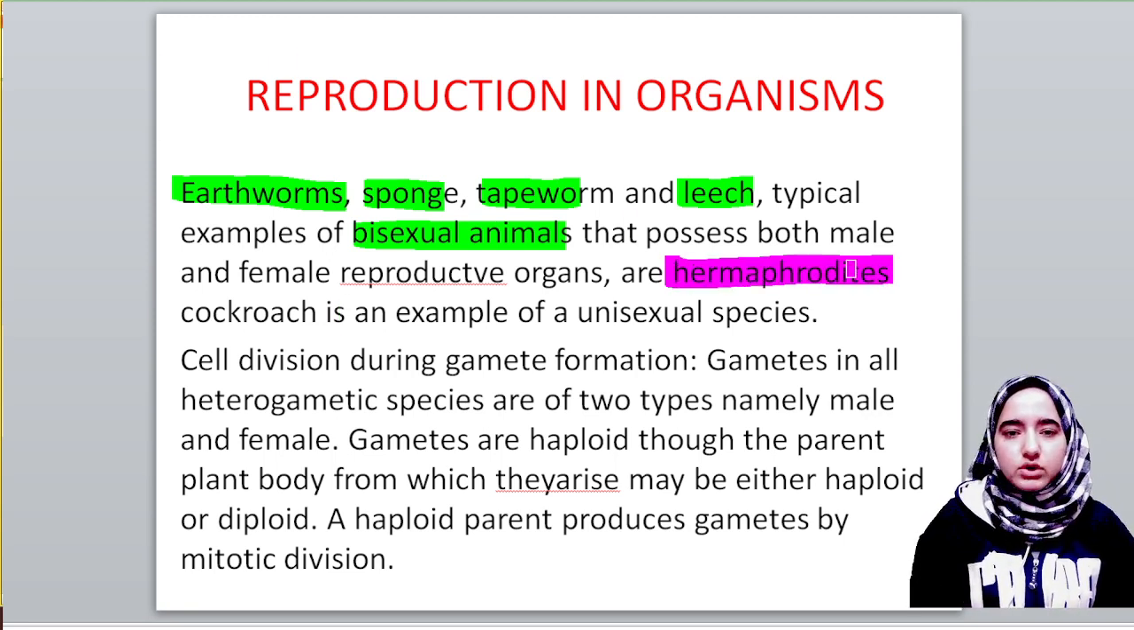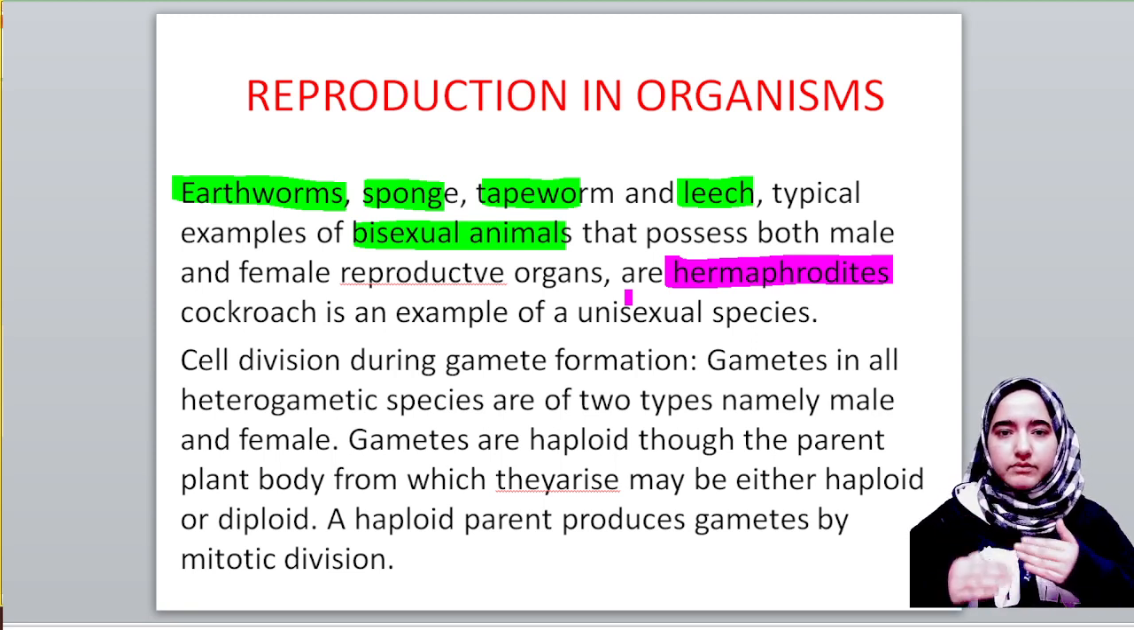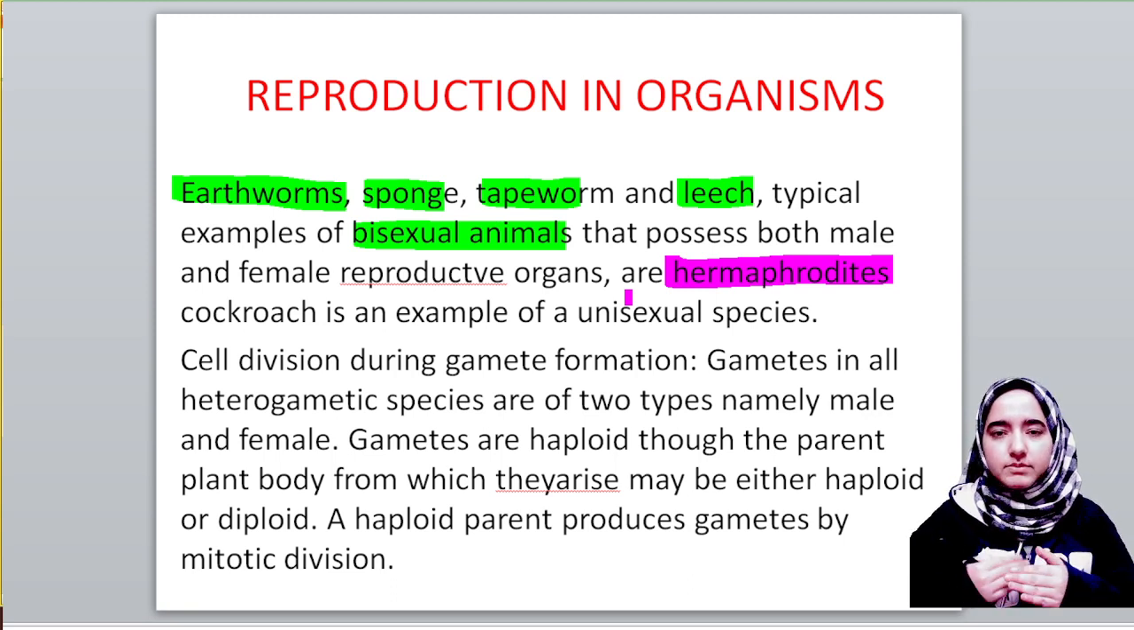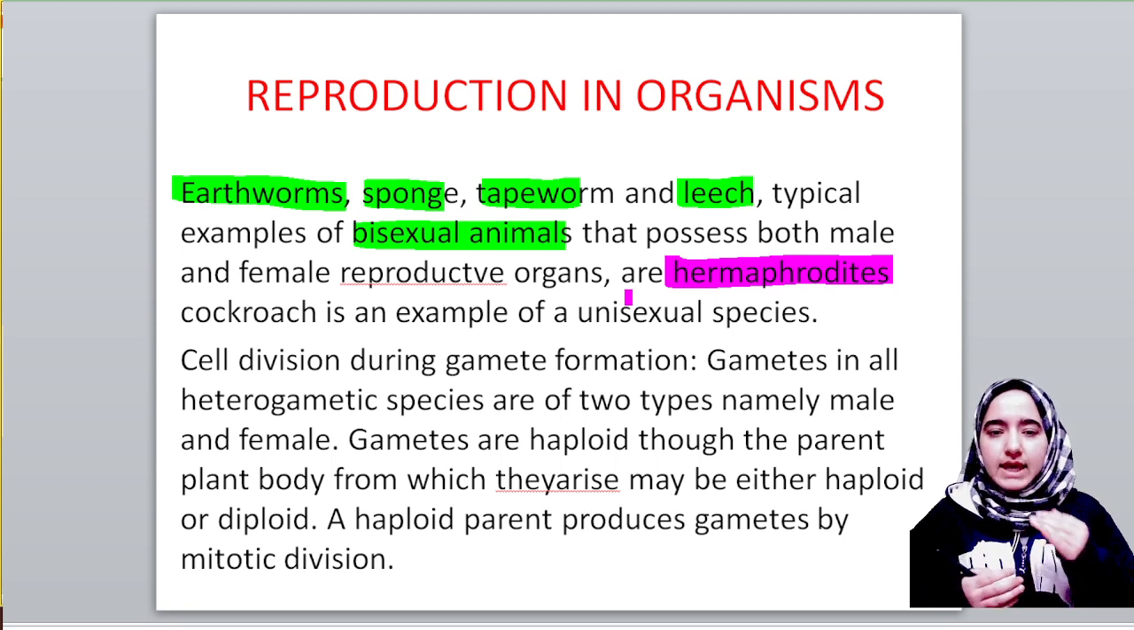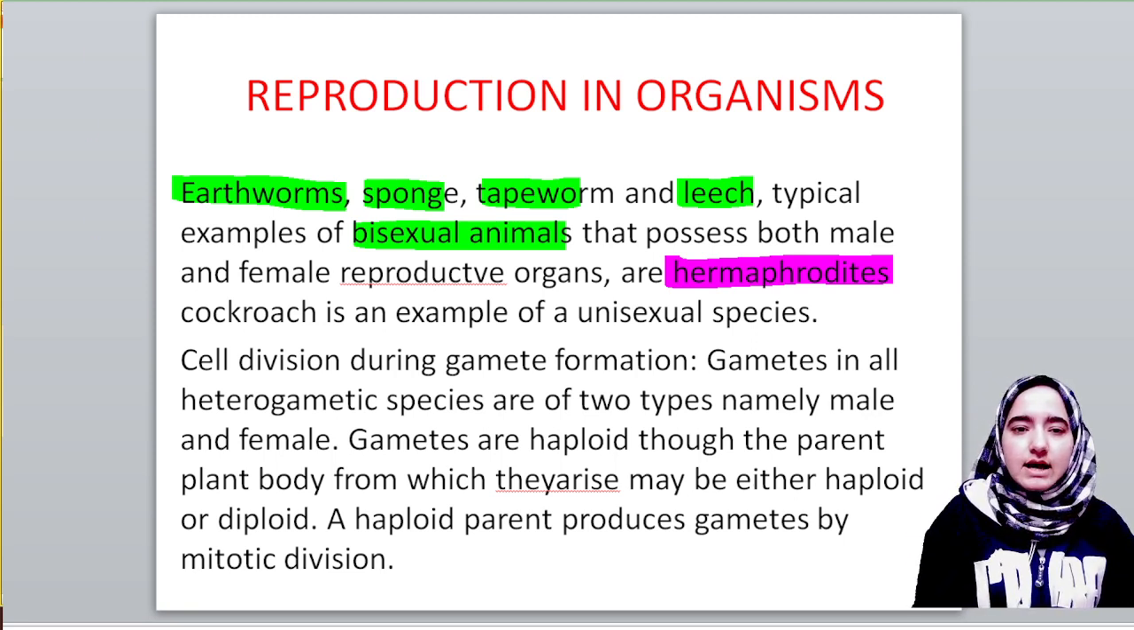known as hermaphrodites. Please don't get confused between hermaphrodite and bisexual animal. They are the same. We can use them as synonyms. We have so many examples of bisexual animals, as I mentioned here: earthworm, sponge, tapeworm and leech. And the example of a unisexual species is cockroach.